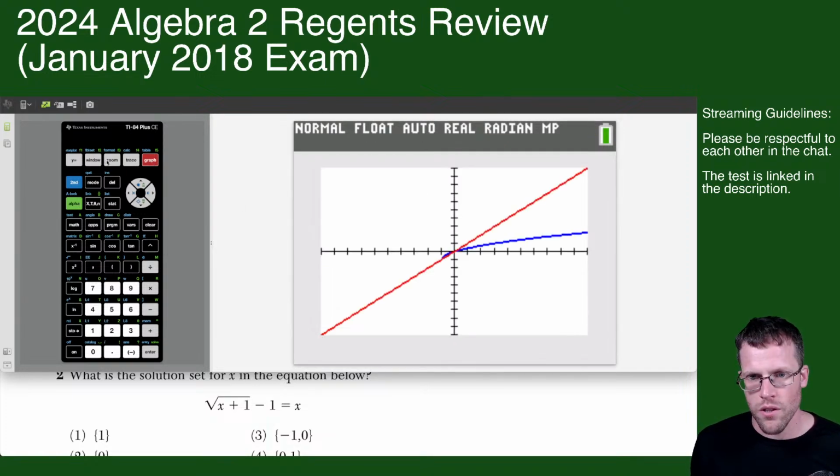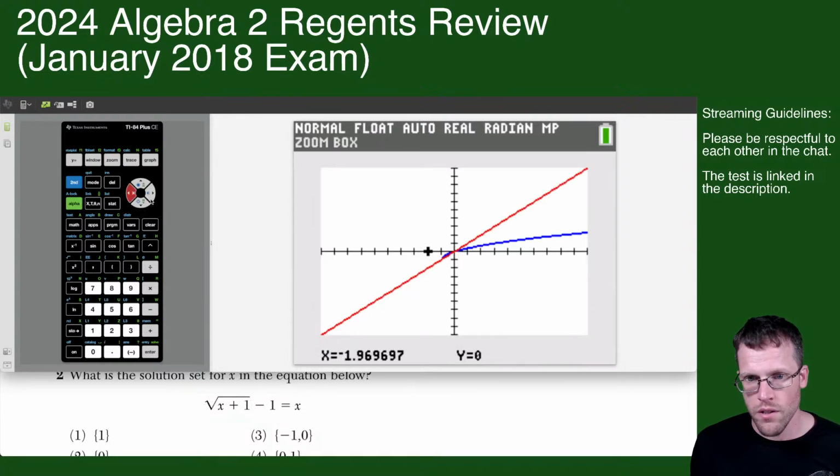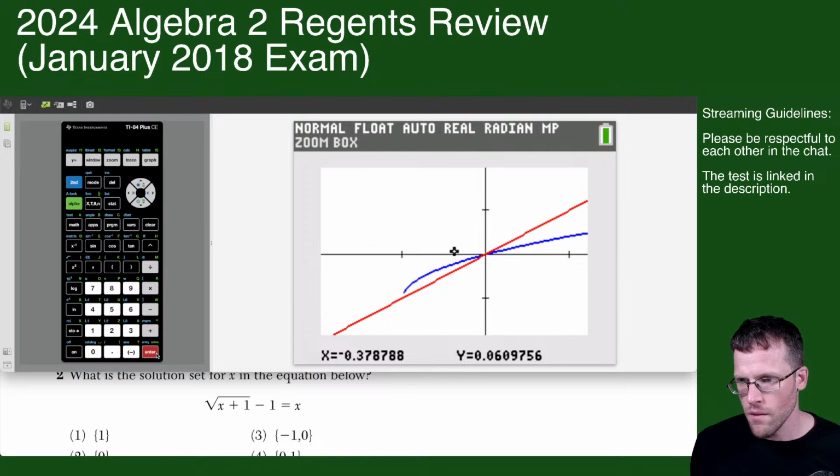And I'm going to show you a little trick. Zoom box, Zoom number 1. I really just care about what's happening in this neighborhood here, so I'm going to crop it, just like I'm cropping a photo. Now, this is where the calculator might deceive you. Wait, what's happening at -1?